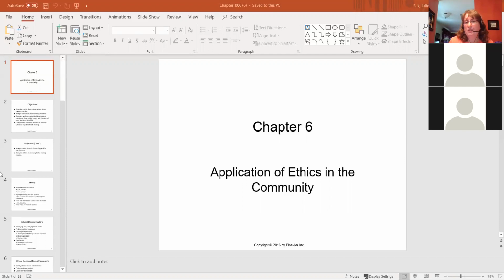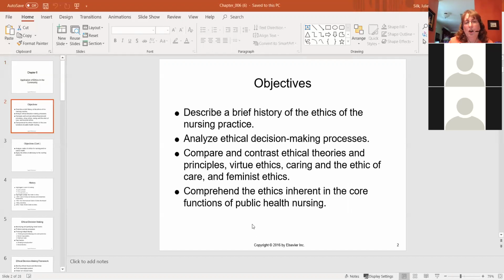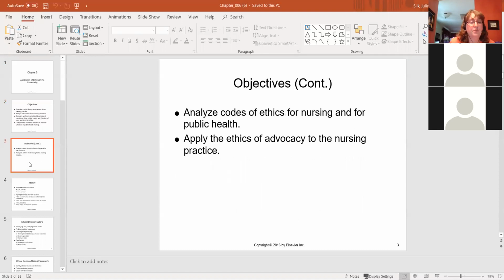Okay, so chapter 6 gets into a little bit of ethics in the community. Some of the things we're going to talk about would be a little bit of a history of ethics in nursing practice. We talk about the ethical decision-making process, which we've talked about before in other classes. We're going to compare and contrast ethical theories and principles, virtue ethics, caring and the ethic of care, and feminist ethics. Comprehend the ethics inherent in the core functions of public health nursing. We're going to look at the code of ethics for nursing and for public health, and then apply the ethics of advocacy to the nursing practice.